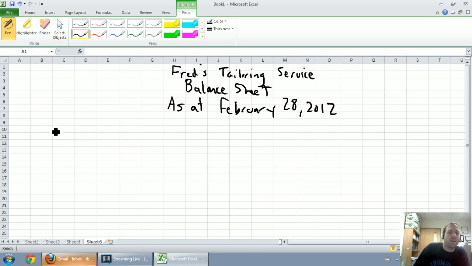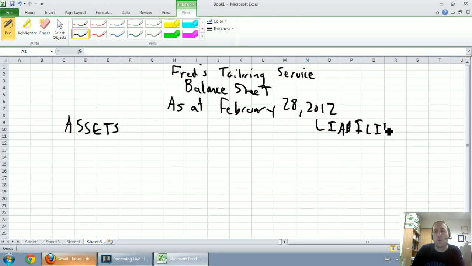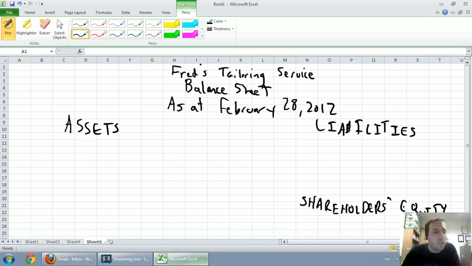Okay, so as we said, this is the summary of assets, liabilities, and shareholders' equity. So the way I lay it out is a little bit different from most instructors in most textbooks. I make the students list all the assets out on the left-hand side of the balance sheet, all the liabilities, and shareholders' equity accounts are going to go on the right. Sorry about my penmanship.